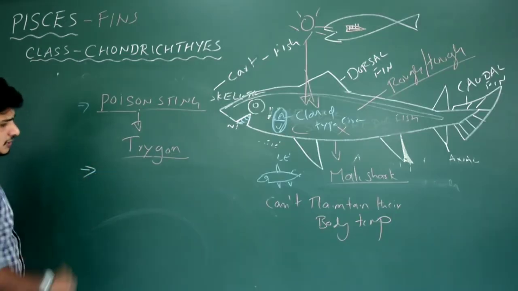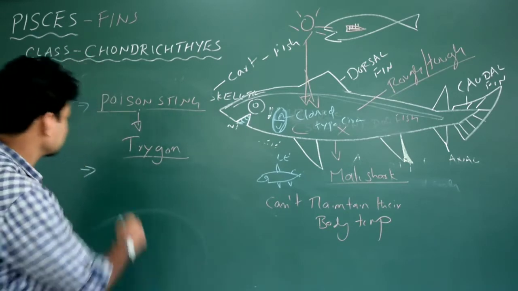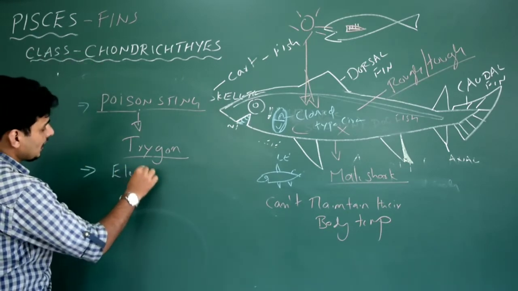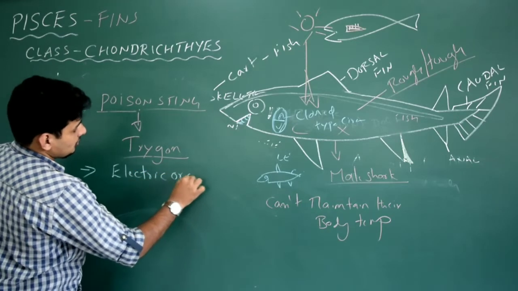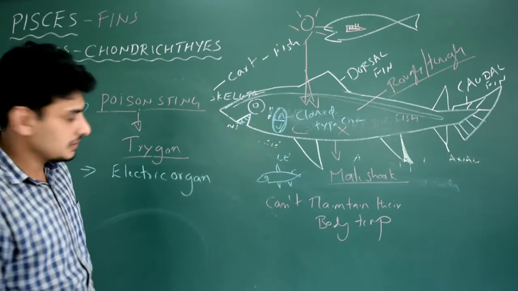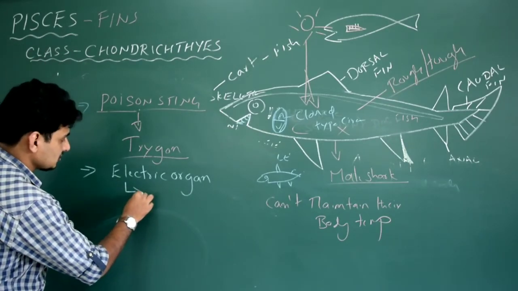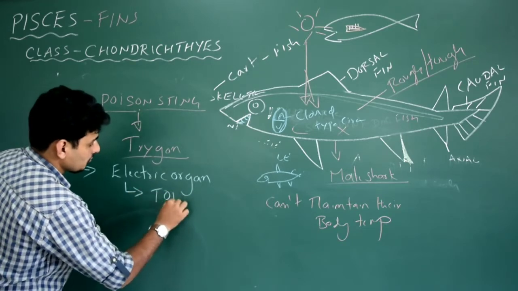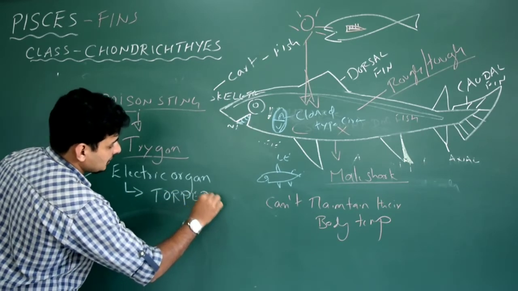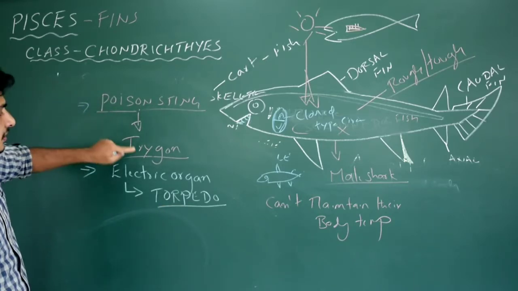The other one is actually some fishes, they have electric organs. They are very, very dangerous. Okay, right? Some fishes, they have electric organs. So you get a question, name the chondrichthyes which exhibit electric organ. Simple, the name of the chondrichthyes is Torpedo. We write here, Torpedo exhibits electric organ. Name the fish which exhibits poison sting, Trygon.